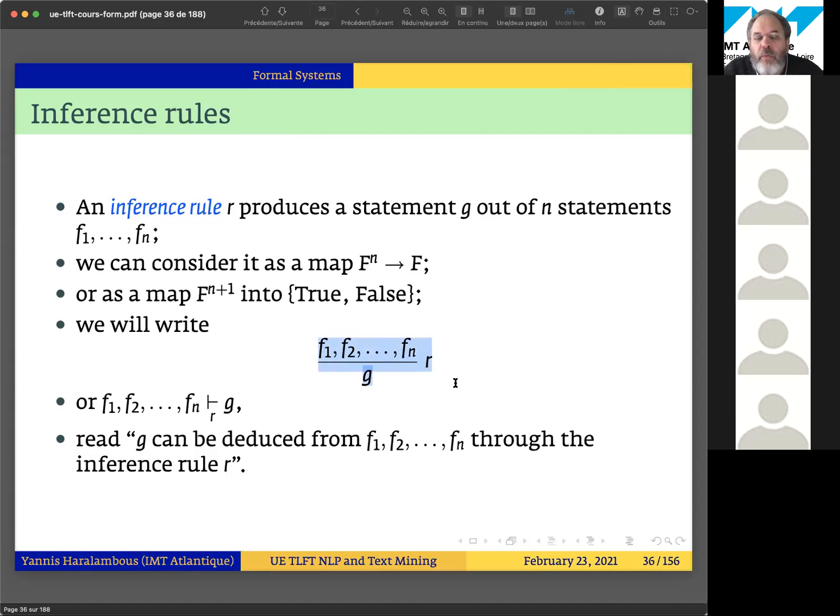On the top, I put the input formulas, and then at the bottom, I put the output formula, which is always a single one. And here I write the name of the inference rule. Another way of denoting this is by this symbol, which means deducing G from F1 to Fn through the inference rule R.